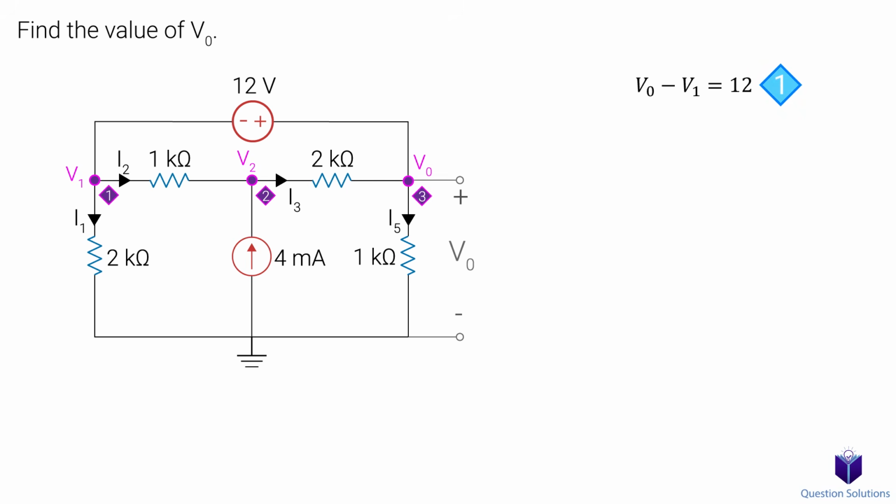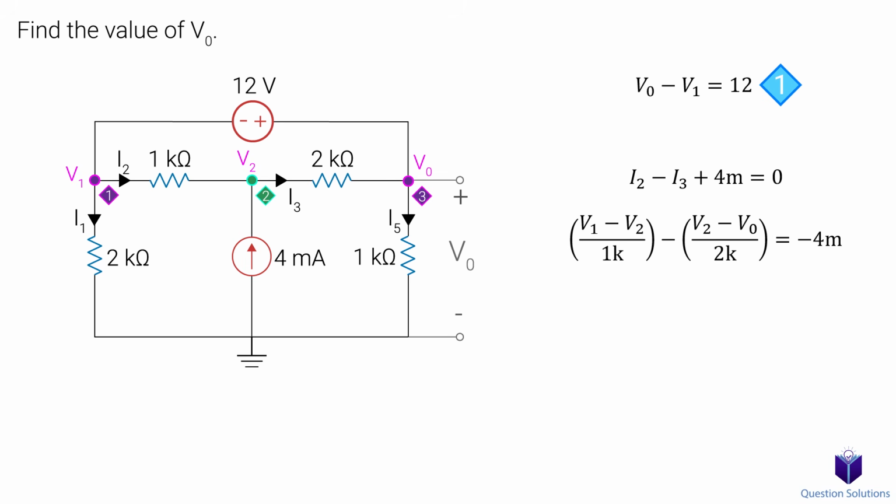The second equation can be written about node 2. Let's write our KCL. We have I2 coming in, I3 leaving, and 4 milliamps coming in. Now we can write our currents in terms of nodal voltages and resistances. I2 is leaving V1 and coming towards V2. So we have V1 minus V2 over the 1K ohm resistor, and I3 is V2 minus V0 over the 2K ohm resistor. Let's multiply both sides by 2K. Now we can simplify. That is our second equation.